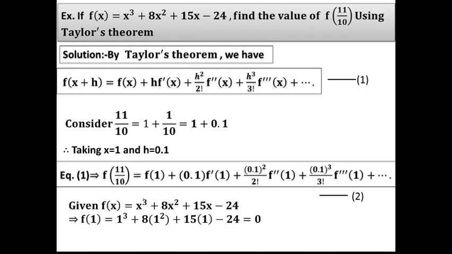f of x is equal to x cube plus 8x square plus 15x minus 24. So this implies f of 1: put x as 1 here everywhere. So 1 cube plus 8 into 1 square plus like this. This gives you 0. Now let's have the derivative.